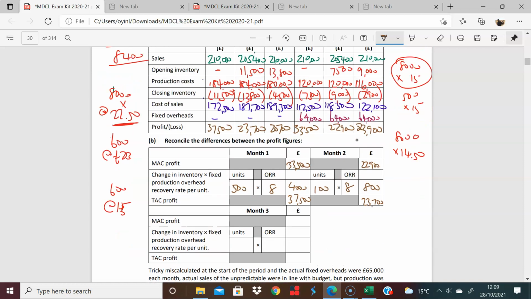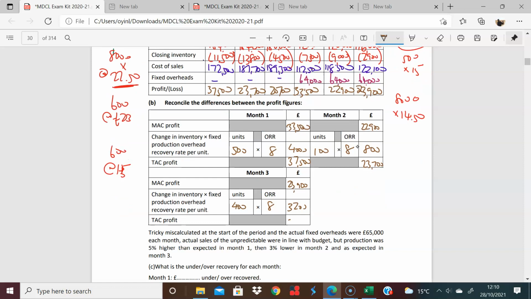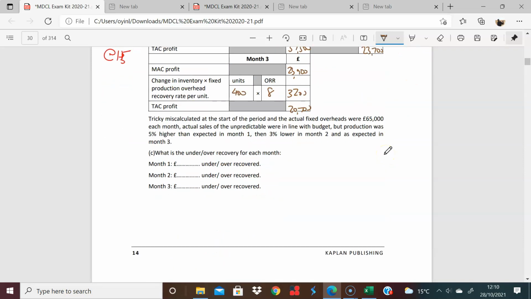And then finally, you have units. You're going from 600 to a closing inventory of 200. So you have 400 units times 8, and that's 3,200. I'll just slip in the values first. The MAC profit was 23,900, and the other one was 20,700. And when you do that, you can see the difference between both. And that's kind of the main point. Good.